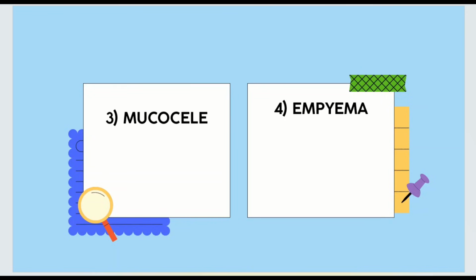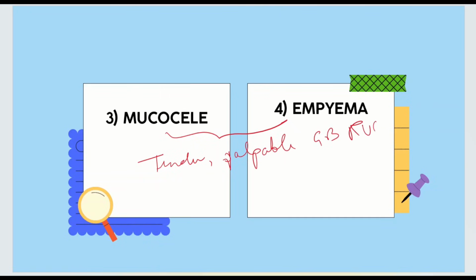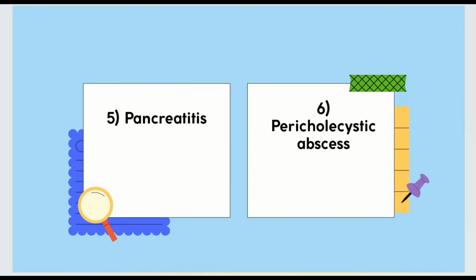Next complication is mucocele and empyema. In both these conditions, I told you there is a tender palpable GB in the right upper quadrant. Mucocele is when the bile is not infected, but if it gets infected it is called empyema. Next complication is pancreatitis. Sometimes the stone may dislodge and block the main pancreatic duct, leading to pancreatitis. Another complication is pericholecystic abscess. These are some of the important complications following acute cholecystitis.